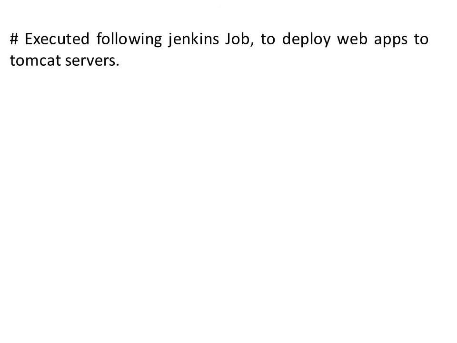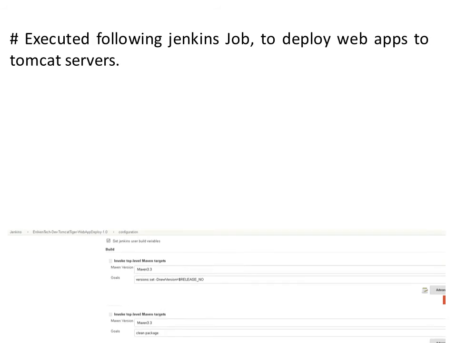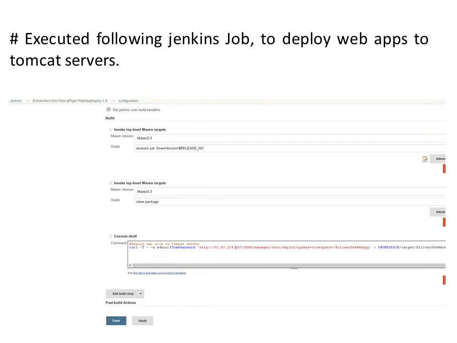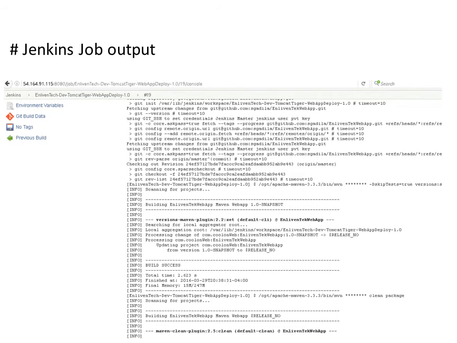In this slide I'm executing the Jenkins job to deploy my Java web application to the Tomcat server. I'm performing a Maven job. After this job succeeded, the output showed the build was successfully done, and it deployed the web application to the Tomcat app server.